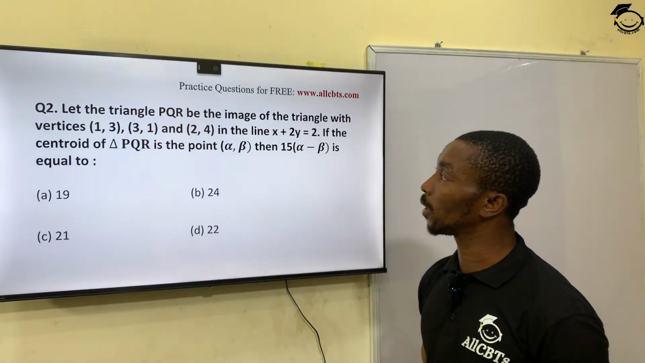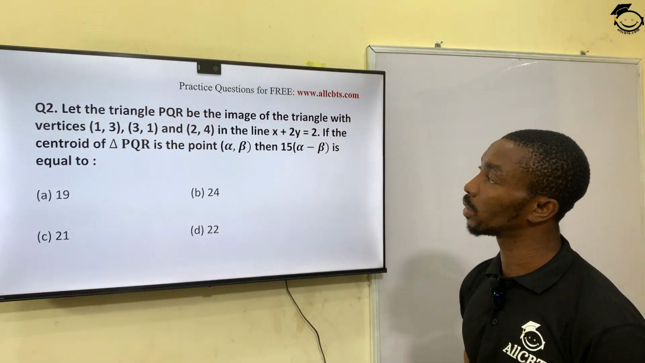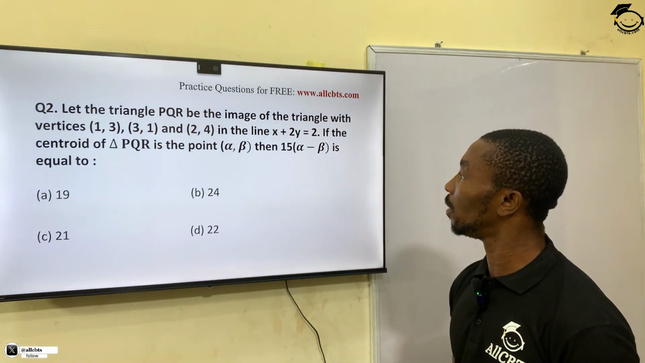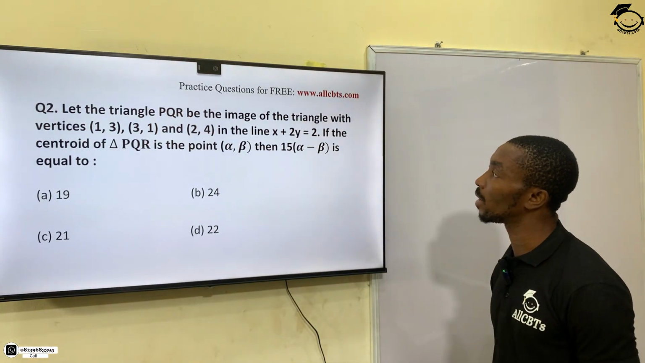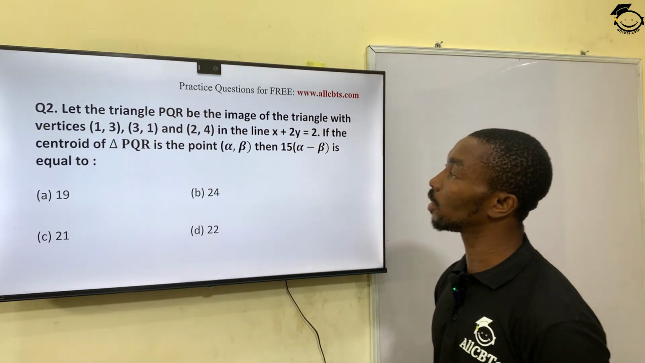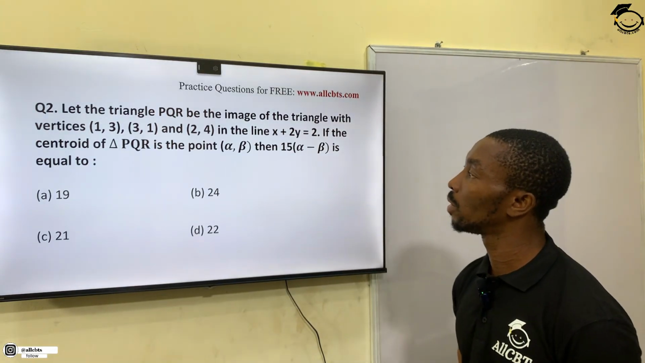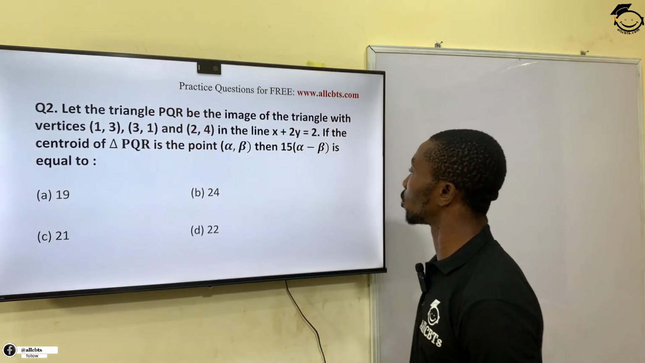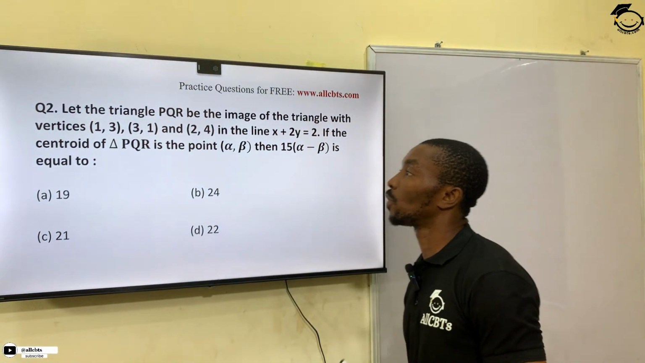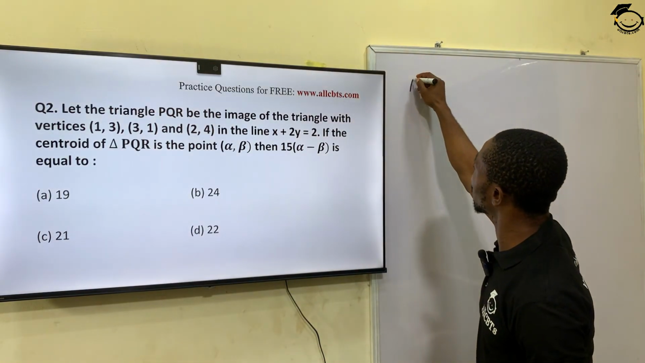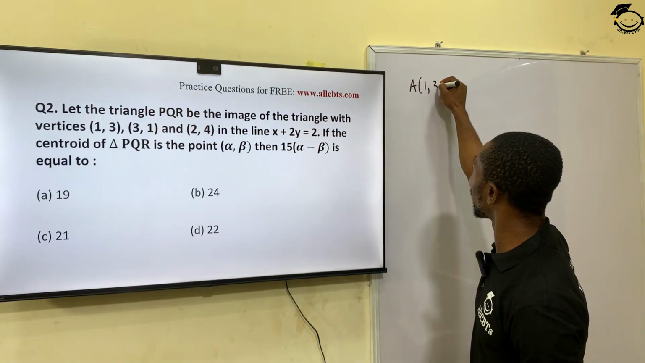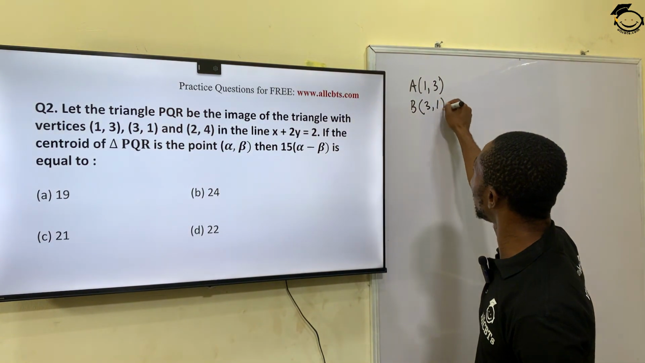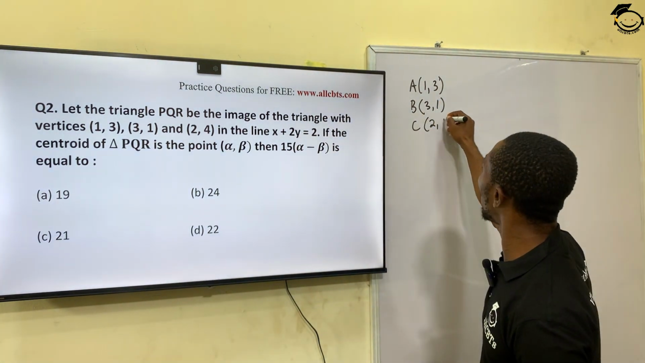Let the triangle PQR be the image of the triangle with vertices 1, 3; 3, 1; and 2, 4 in the line x plus 2y equals 2. If the centroid of triangle PQR is the point alpha, beta, then 15 times alpha minus beta is equal to. Now, from our question, we are given that our vertex at point A is 1, 3, at point B is 3, 1, and at point C is 2, 4.